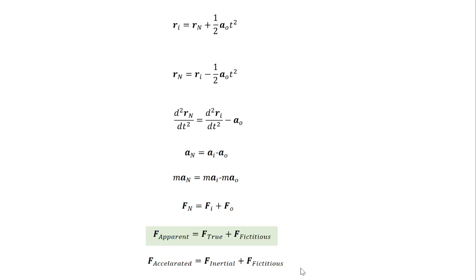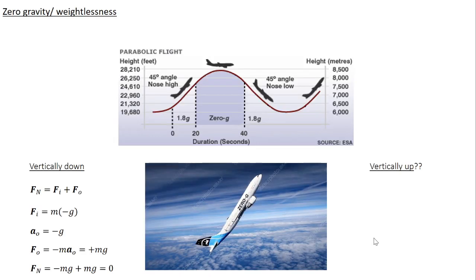Now, what are the implications of an accelerated frame, or what are the effects of the fictitious force? There are several effects. I am just going to highlight one interesting one. Probably you would have heard about zero gravity flights or weightlessness, right? So how do you achieve weightlessness? You board a plane. The plane takes you to a height of around 6,000 meters from the surface of Earth, and at a speed of around 800 meters per second, the plane flies in a parabolic path.